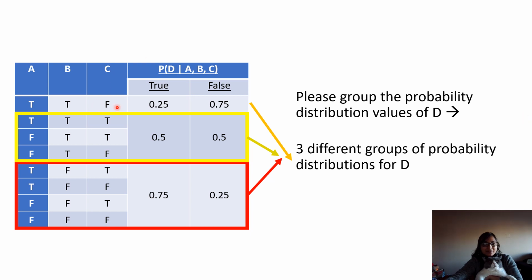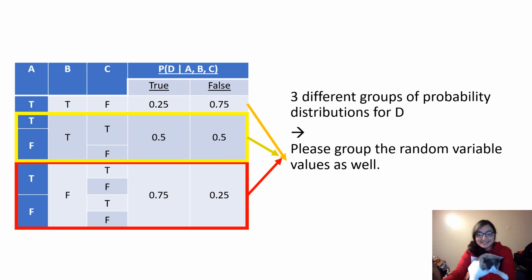So basically, these are the 3 groups. We found 3 different groups of probability distributions for D. This is an orange group here where D has a 25% chance of being true and 75% chance of being false, and then here, where D can be 50% true or 50% false. There's 1 outcome in this orange group, and then there are 4 outcomes in this group for D, where 75% of the time D is true and 25% of the time D is false.